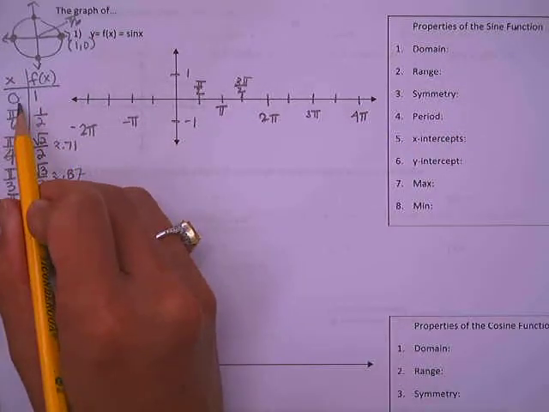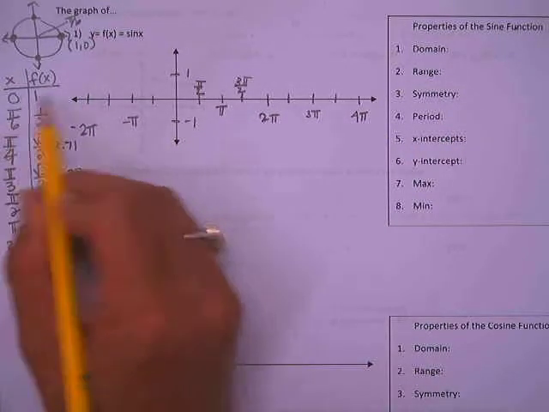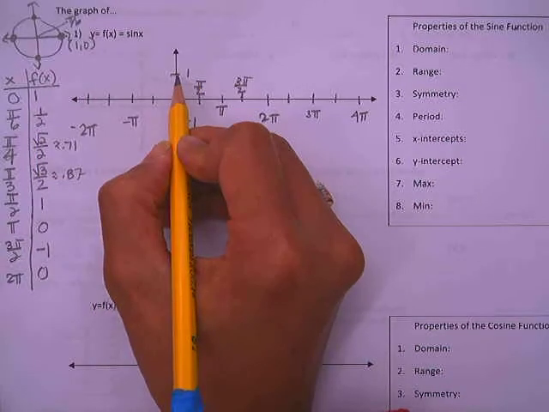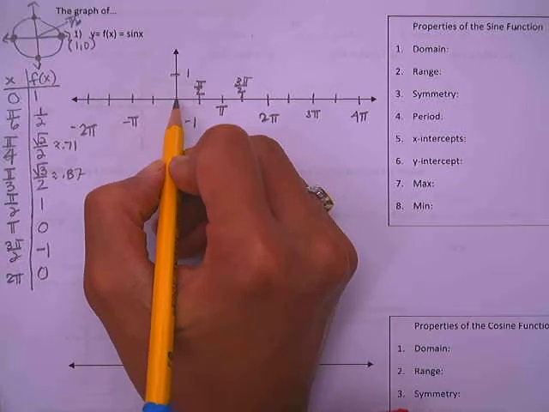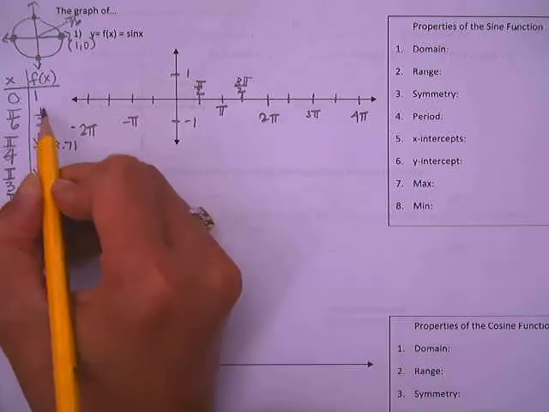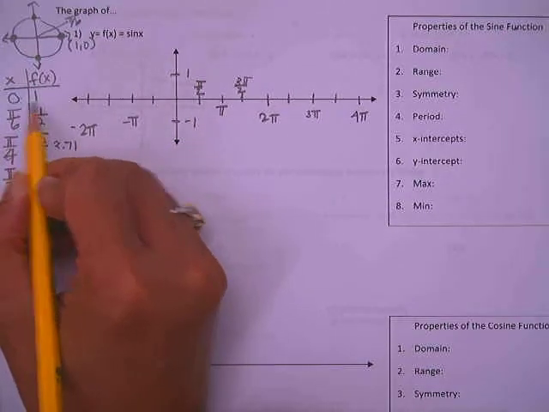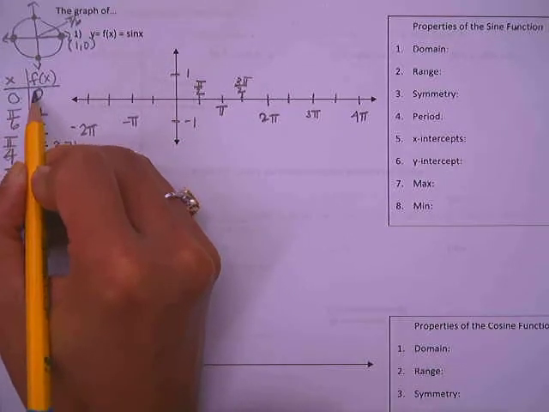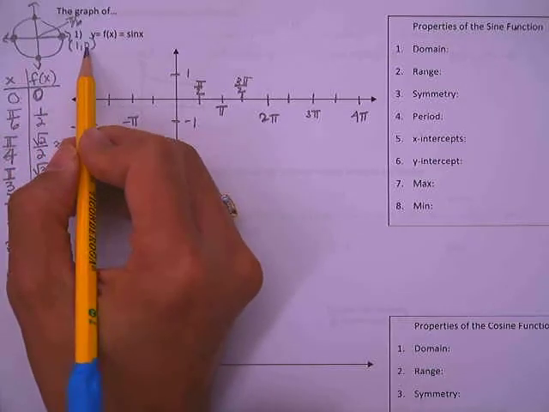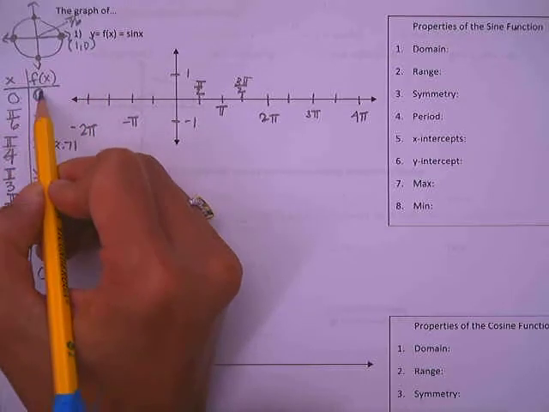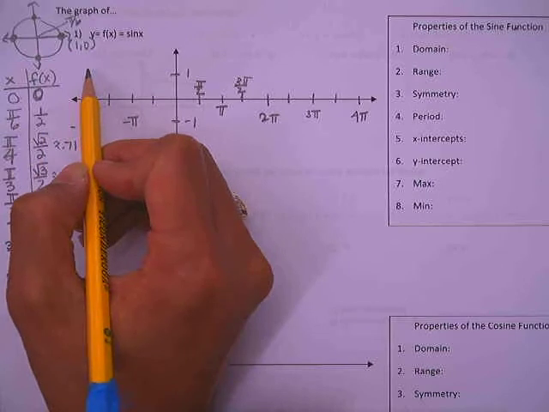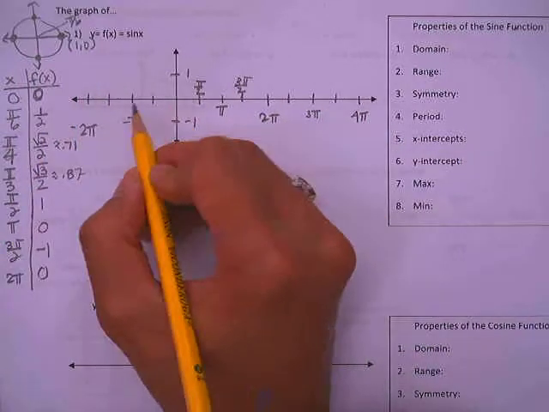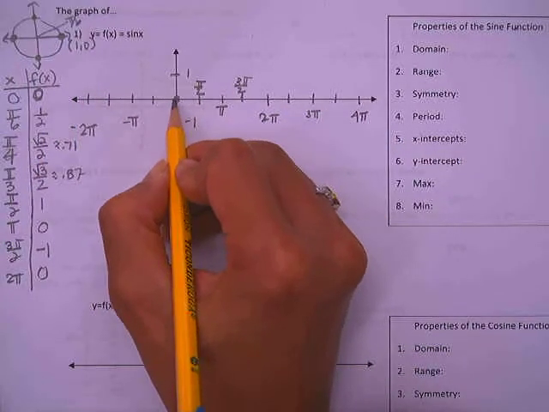So first, when x is 0, y is... Oh, dude, I completely did this wrong. When x is 0, y is 0. Oh my goodness, I'm so sorry. I'm looking at the 0 right here. So when x is 0, y is 0. I hope you caught that before. My bad. Okay, so when x is 0, y is 0.